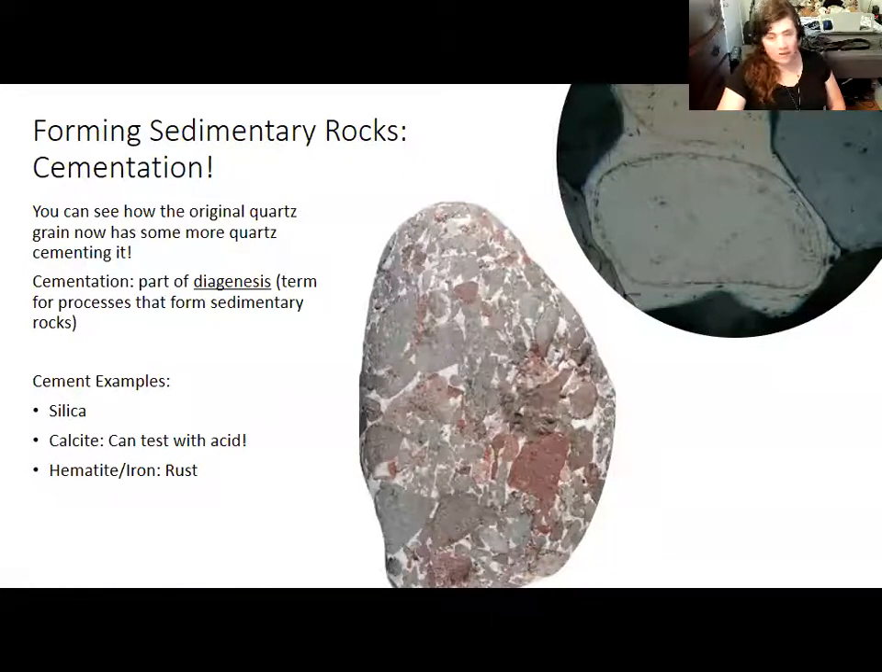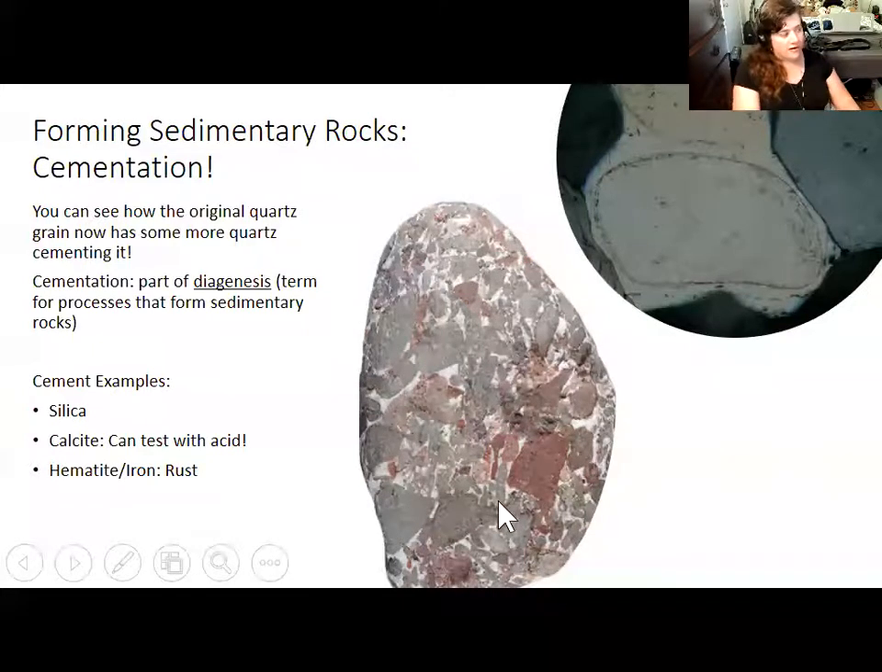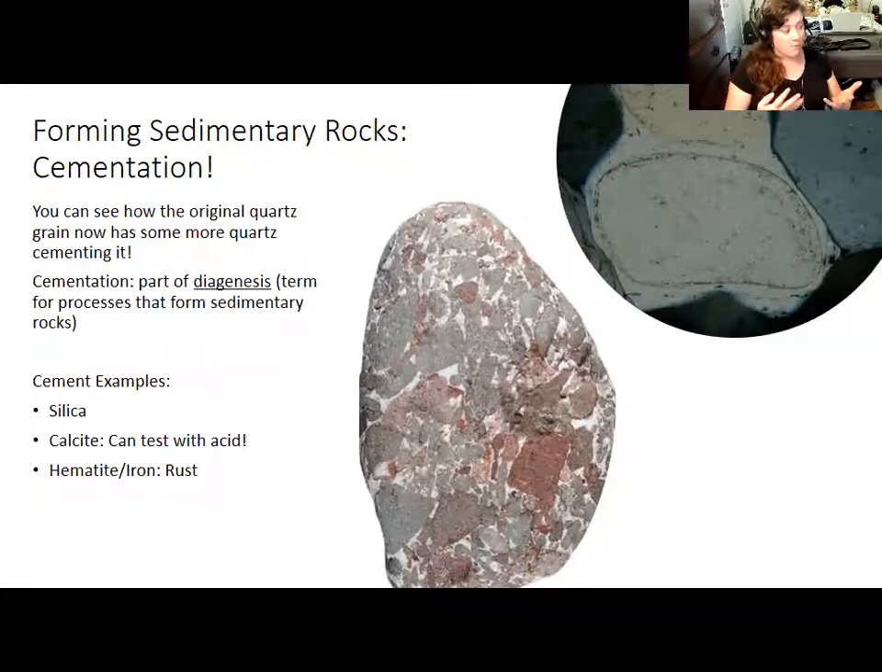And in this lab, you'll be looking at a couple different types of cement. You'll be looking at some conglomerates to get a sense of what is cementing them together. And you can figure that out by looking at the color of the cement, because sometimes the distinct rust red color tells you it's hematite, or if it fizzes, that tells you it's calcite. So any questions about clastic sedimentary rocks before I move on?